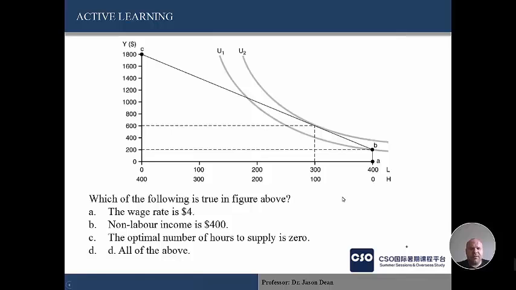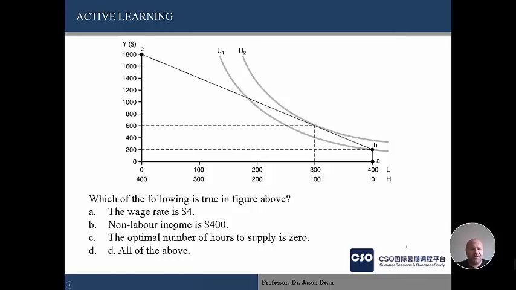In order to find the individual's maximization, to solve their maximization problem, we look for the highest indifference curve that is tangent to the budget constraint. That point would be right here, at a positive number of hours worked of 100. So C is not true.